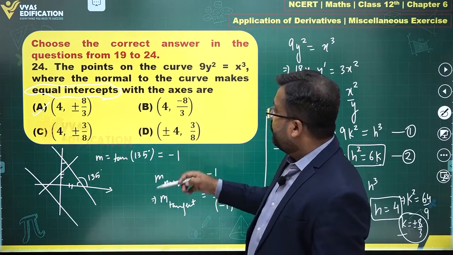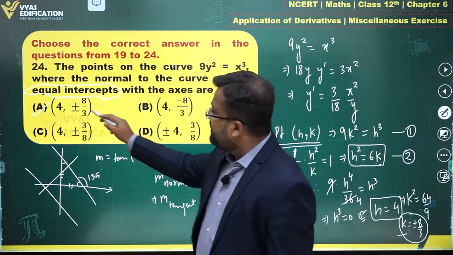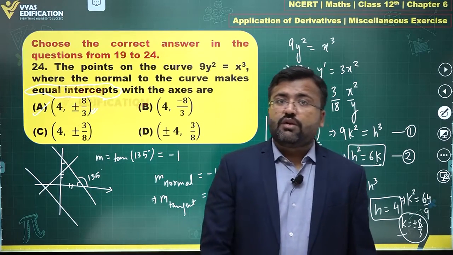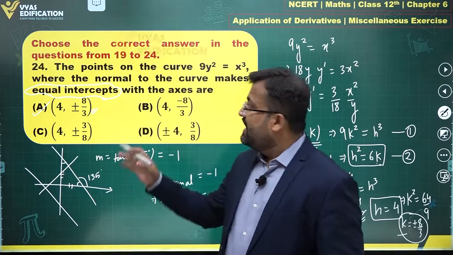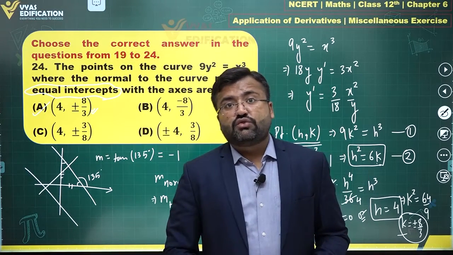Here 4 comma 8 by 3 is not present, so the best possible choice is this answer, 4 comma plus minus 8 by 3. That's what we have chosen in this question. That is the correct answer for this question over here.